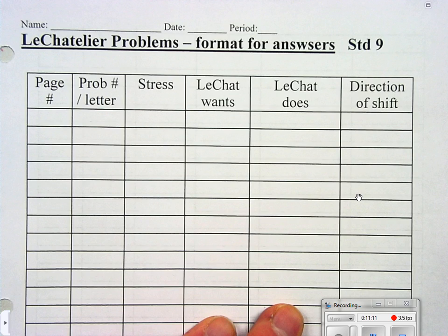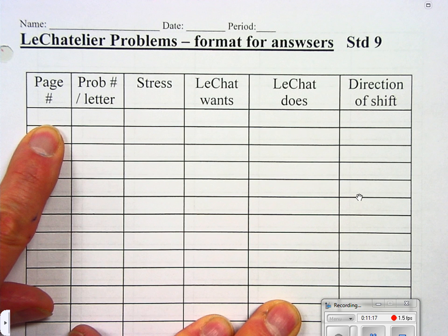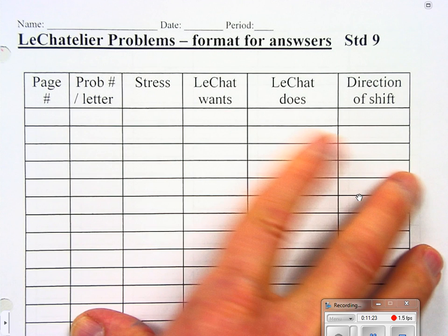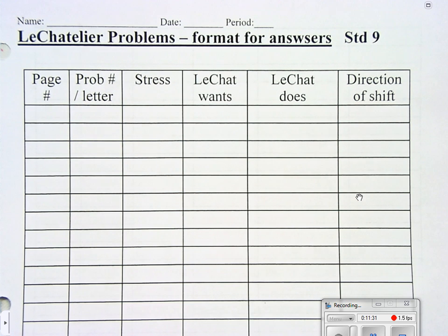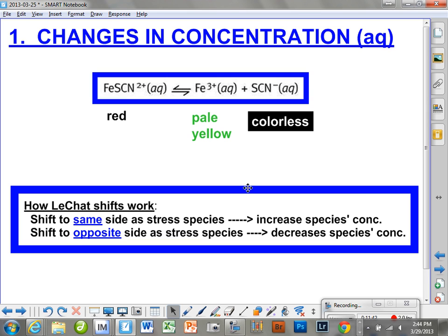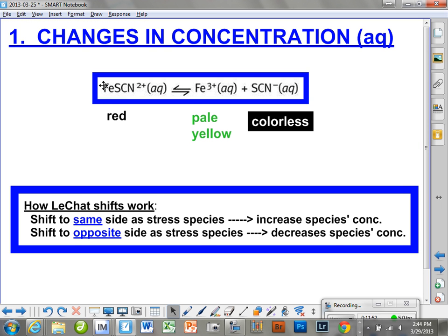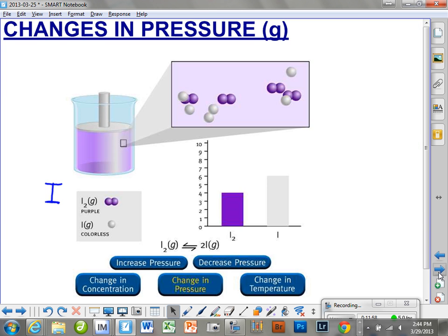Okay. You're going to put your name, date, and period at the top, and then the page number for the problems that you're working on and the problem letter. Then we'll talk about the stress, what Le Chatelier wants, and what he is going to wind up doing to achieve that goal. And finally, we'll figure out what the shift is in the equation when you stress it. This is crazy stuff. It takes a little while to get used to it. And this is where we're going to work a problem or two based on this equation, on a sheet that's right after it, after we look at the animation.